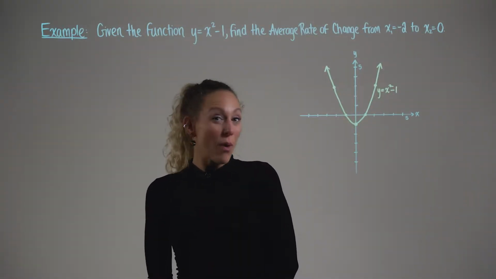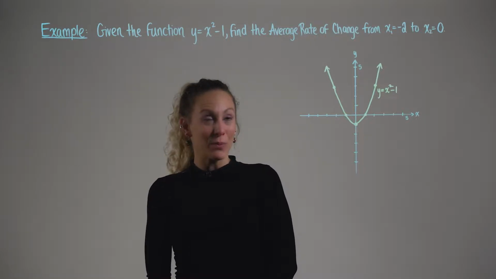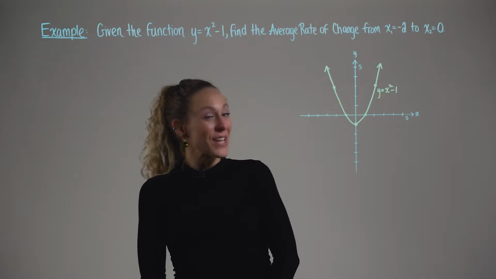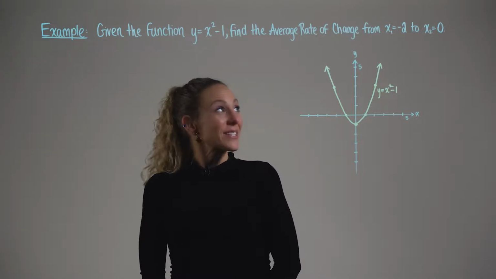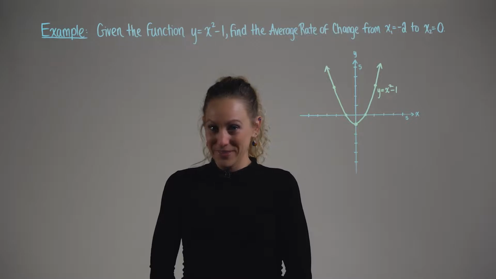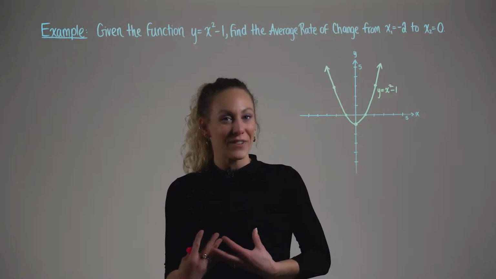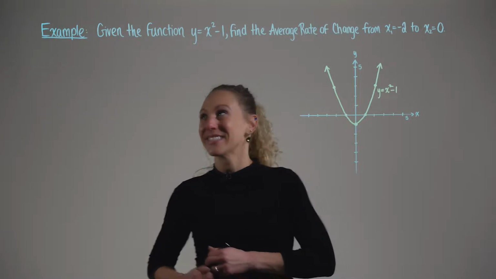Given the function y equals x squared minus 1, find the average rate of change of this function from x sub 1 equals negative 2 to x sub 2 equals 0. So to get us started, let's begin by recalling the formula for the average rate of change of a function.